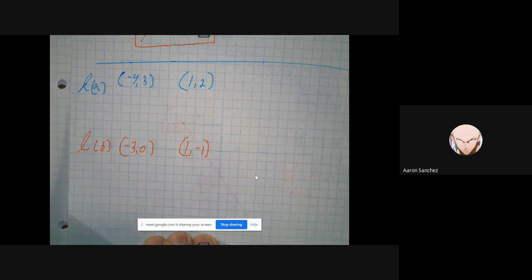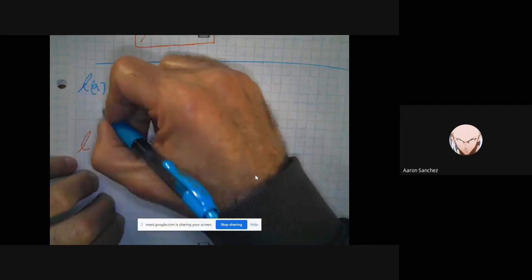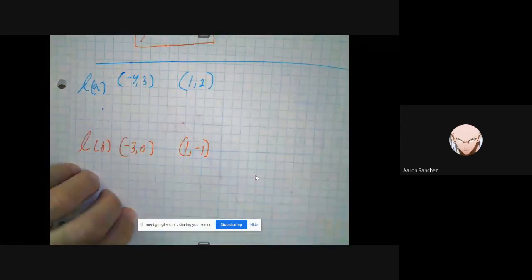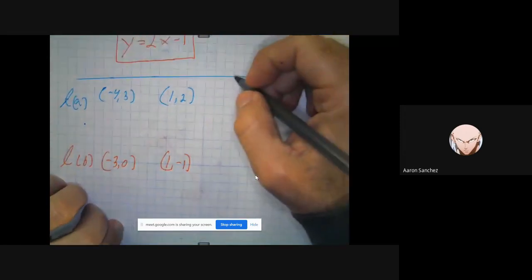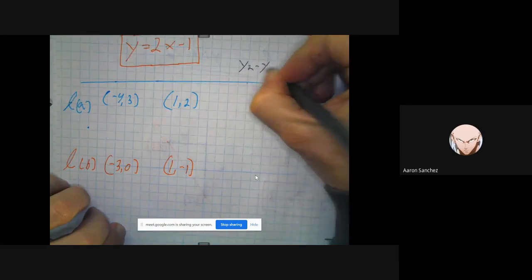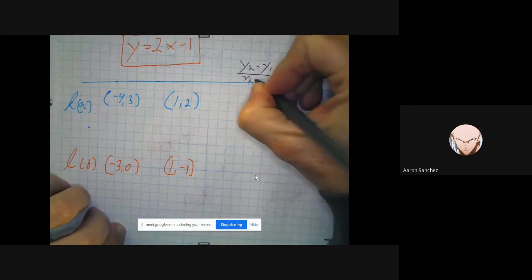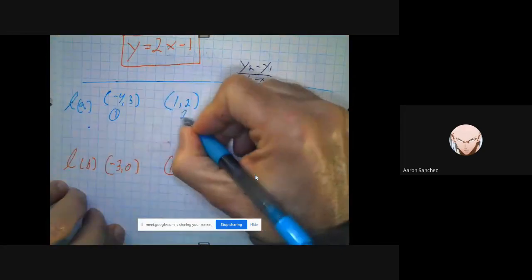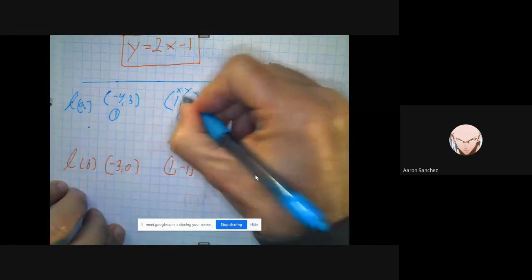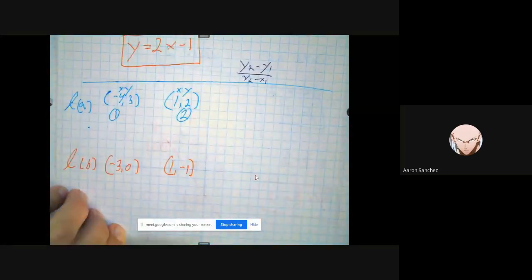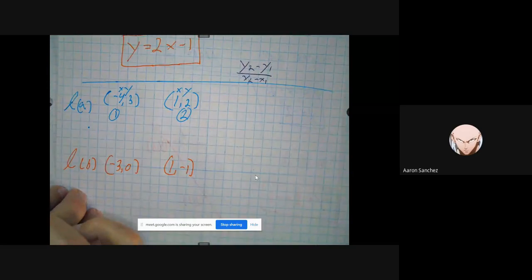Okay, so go ahead and let's find the slope of line A. Remember, slope is y2 minus y1 over x2 minus x1. Let's call this point 1. Let's call this point 2. This is x, this is y. This is x, this is y. Okay, so go ahead and find the slope of that one. You have to find the slope of the orange one and see if they're parallel or perpendicular. So go ahead and work on that.